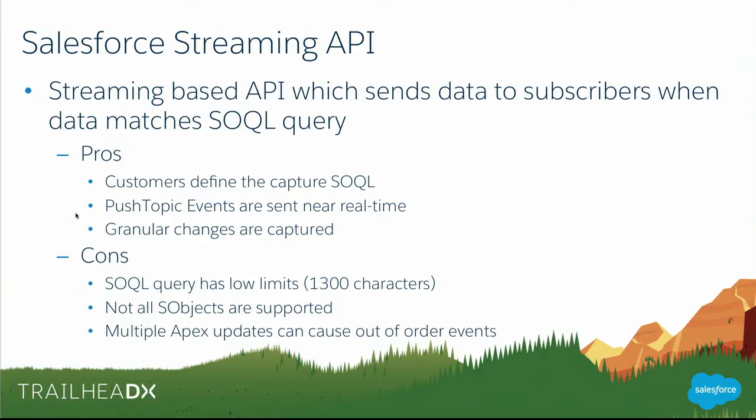But there are some limitations around things like how many objects you can do this on. There's only about 8 or 9 objects that support streaming today, which is a low number. It has a very low query limit of 1,300 characters, so it's very hard to say, give me all of the data of this record. And if you have a lot of Apex triggers, you can get into weird states where you receive updates before you receive creates, and it's really hard to get a transactional or ordered nature of what happened to your data.